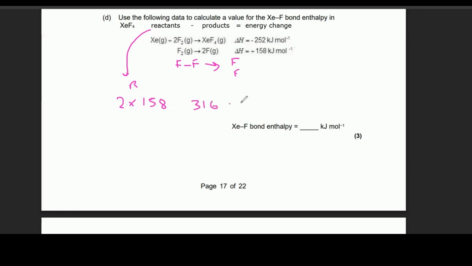Then I'm going to put a minus sign. So plus 316 minus, we don't have any information for this because this is what we're working out. So minus the Xe-F bond from that, and there are four of them. So minus 4 times Xe-F equals minus 252.